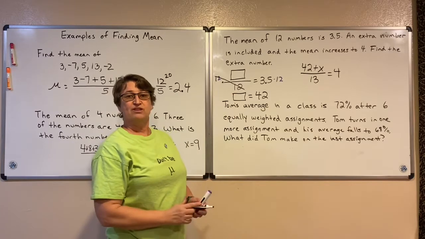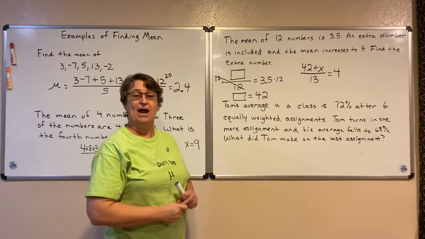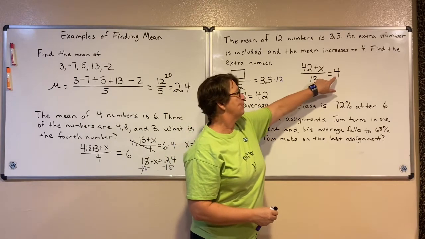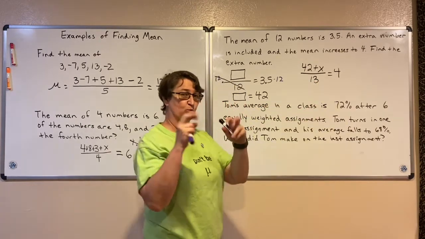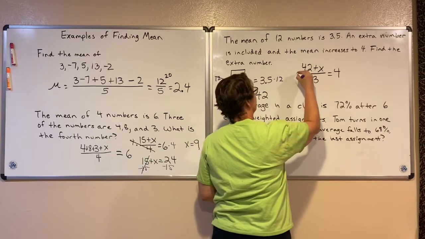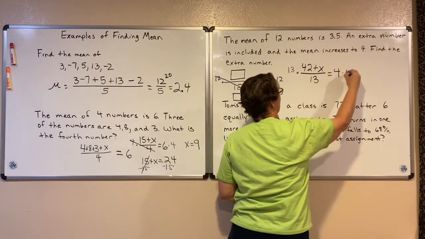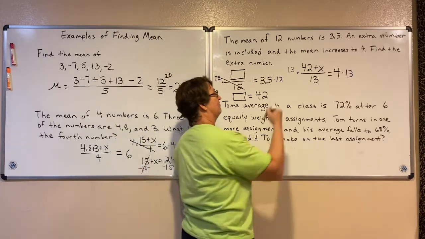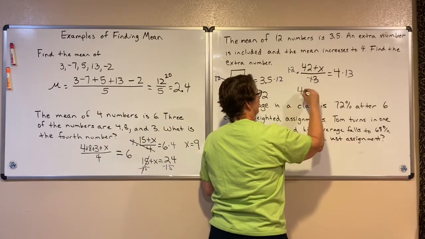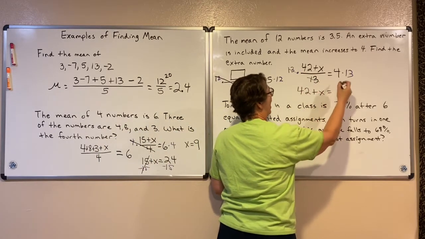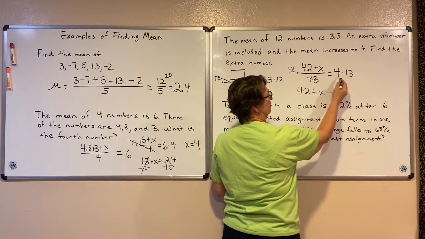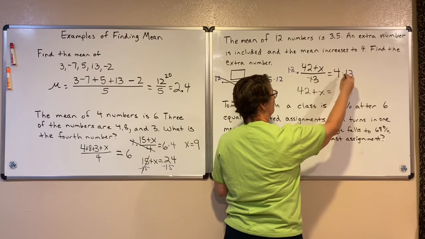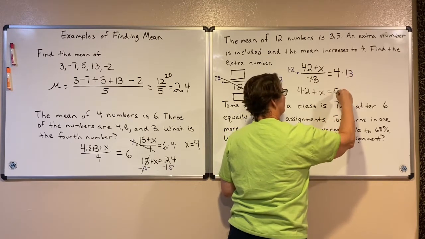So I go through the same process now to find out what my X is. The first thing I'm going to do is multiply both sides by 13 to get rid of that 13. So I have 42 plus X left on the left. And on the right, I have 4 times 13. So 4 times 10 is 40. 4 times 3 is 12. 40 plus 12 is 52.